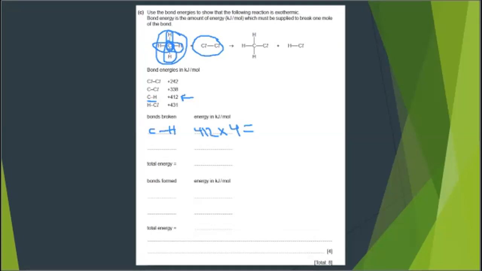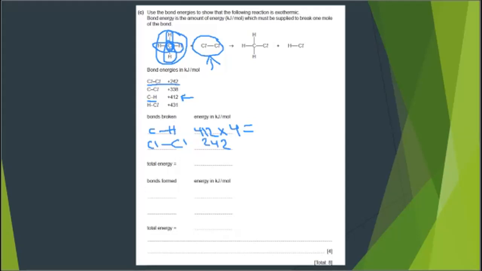The next thing that needs to be broken is the chlorine bond. So we need to take Cl-Cl, and we need to find out how much energy is required for that. And in this instance, it is 242. So this is the amount of energy in total that would be required to break the bonds, because these are the bonds that need to be broken.